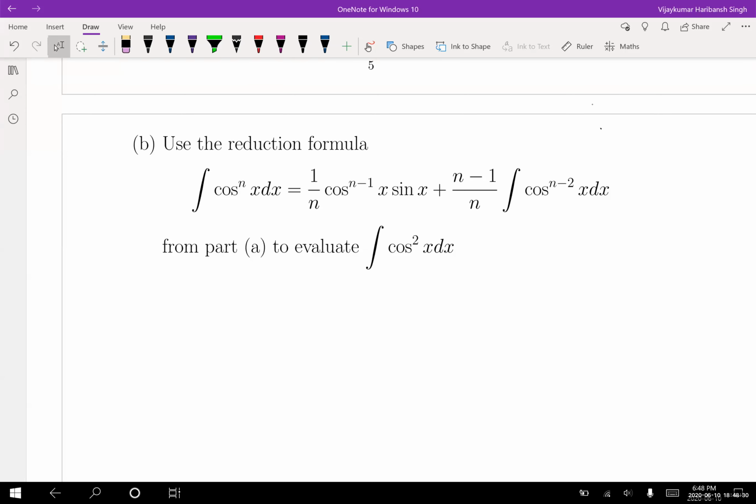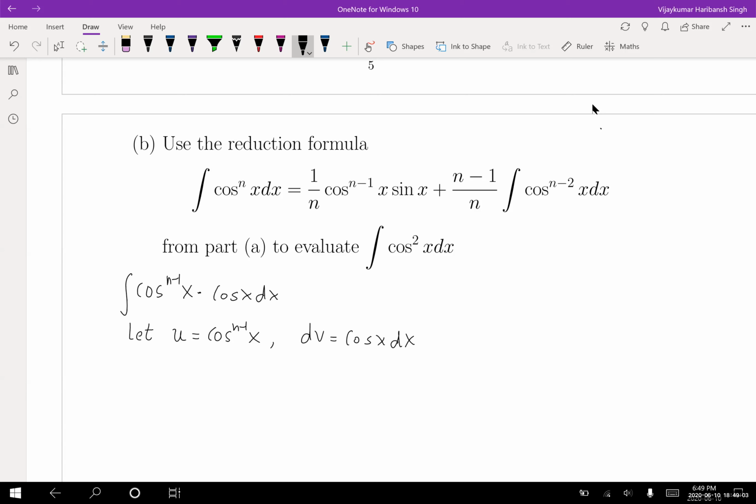So let's look at the following problem. So in this case, what we'll do is the following. We will write the integral of cos to the power n minus 1 x times cos x dx. So let u be cos to the power n minus 1 x, dv equals cos x dx.